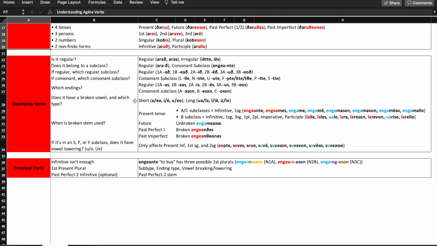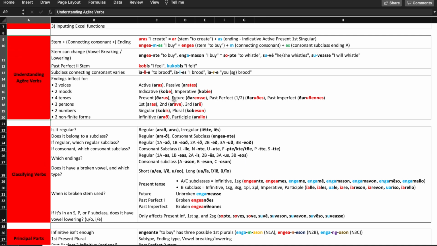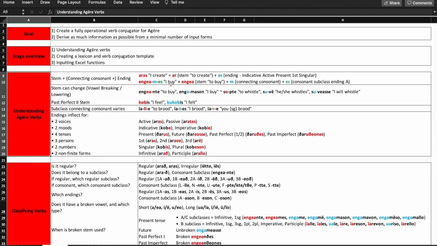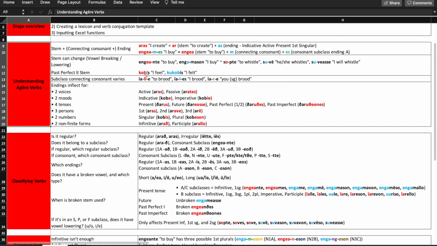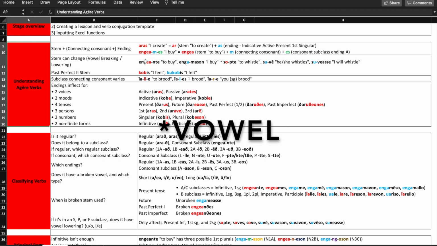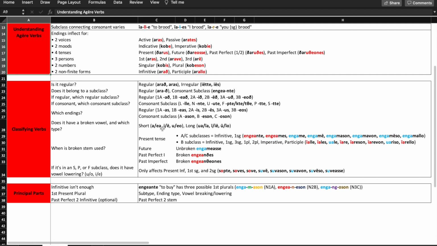The next question to ask is whether it has a broken vowel and which type of vowel it has. As you can see from the example above, if I can find it, here we go, the verb ea interchanges with the verb a depending on the inflectional ending. However, there are other kinds of vowel breaking. For example, instead of ea and a switching between each other, you can have a and e switching between each other. You can also have ia and ua switching between each other.